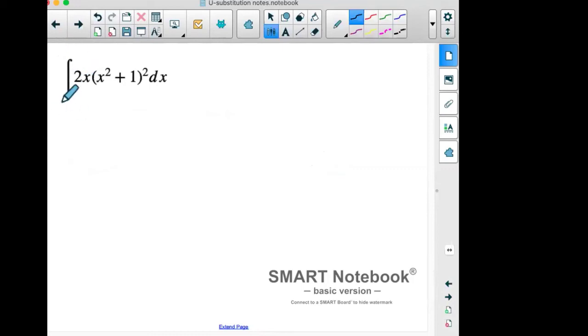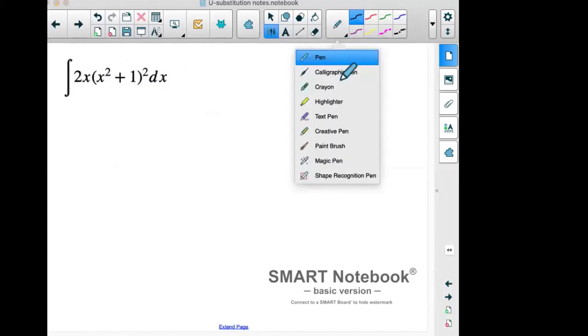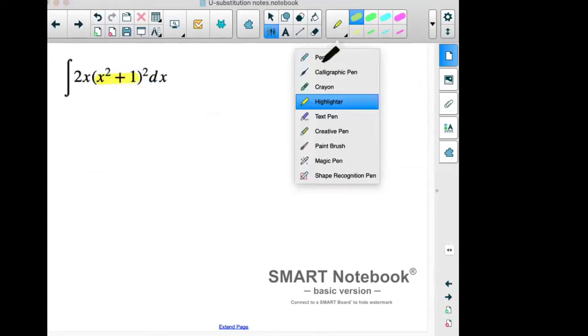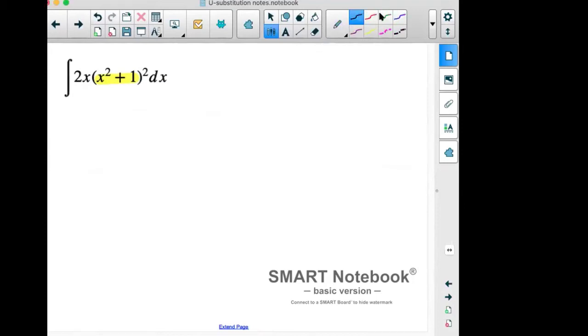Okay, so here we have the integral of 2x times (x squared plus 1) squared dx. The first thing I notice is that I do have an inside function, because x squared plus 1 is inside the square operation. That makes it my inside function, and so that's going to be my u substitution. To work with this, I'm going to let u equal that inside function, x squared plus 1.